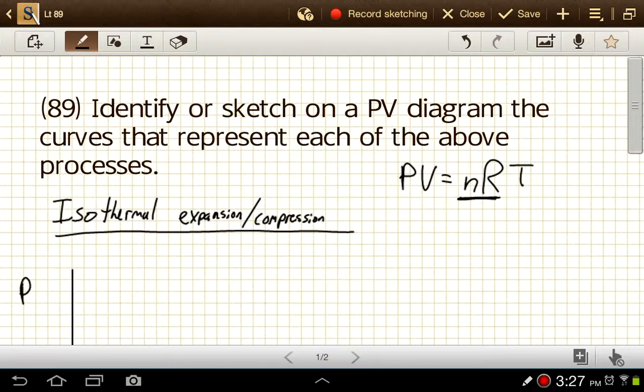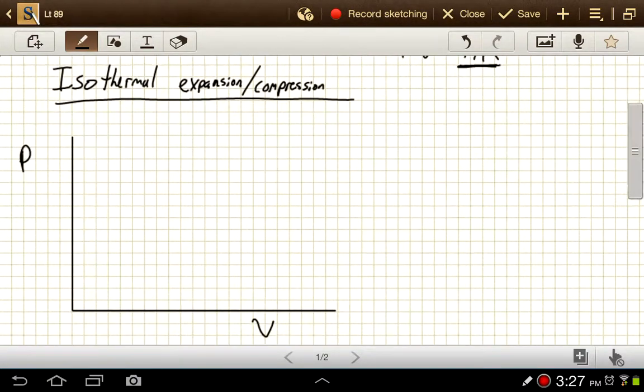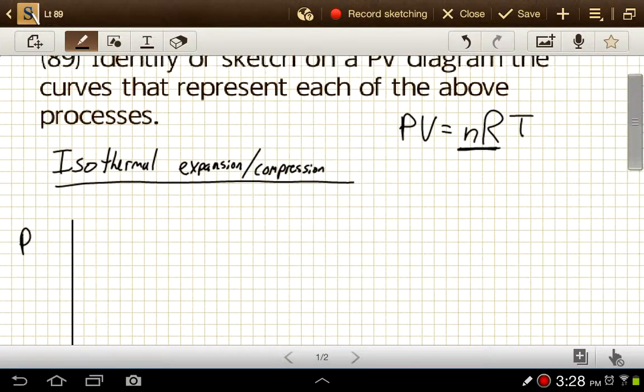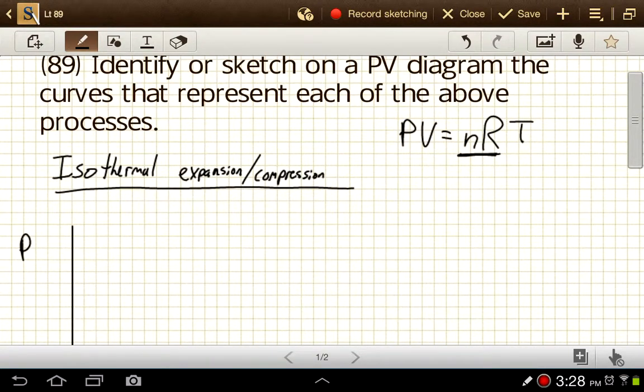So for each one of the special cases that we looked at in the previous videos, now we're going to sketch out the PV graphs or PV diagrams for those situations. So isothermal expansion or compression. First off, we know that we're going to have some changes in volume because we have expansion or compression. That means taking up more space or taking up less space. We need to identify what else is going on in this situation, though. So isothermal means constant temperature, a constant T.